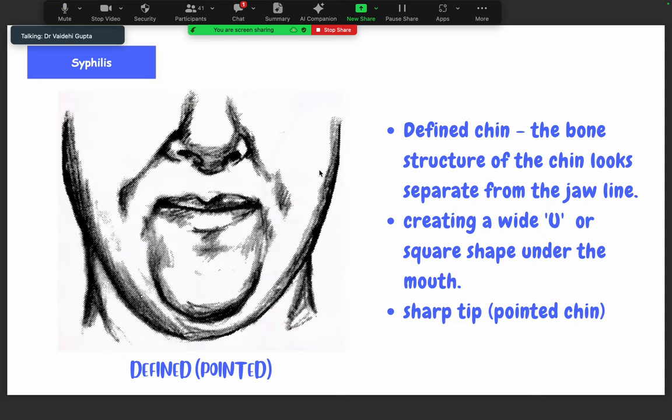In syphilis, the chin is defined or pointed. Defined chin: the bone structure of the chin looks separate from the jawline, creating a wide U or square shape under the mouth. It is that prominent that it makes a structure like a U, with a sharp tip or pointed chin. It is also called defined chin. So when the chin is quite prominent due to the bone and pointed, it is in syphilis.